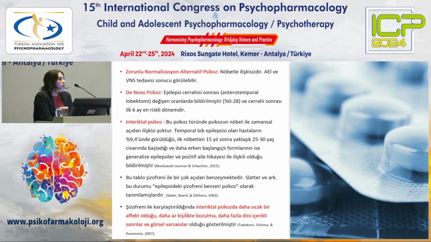Alternative psychosis, or forced normalization, is not related to the seizures. In interictal psychosis, there is no relation between the psychosis and the seizure timeline. It is seen in 10% of the temporal lobe epilepsy patients, and some start after the age of 25, some start earlier.